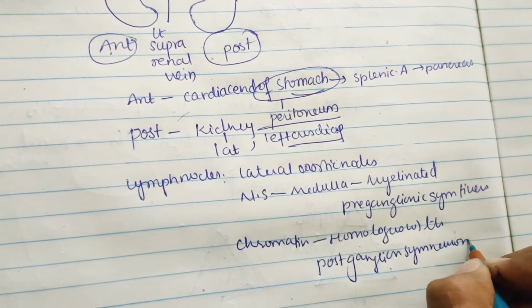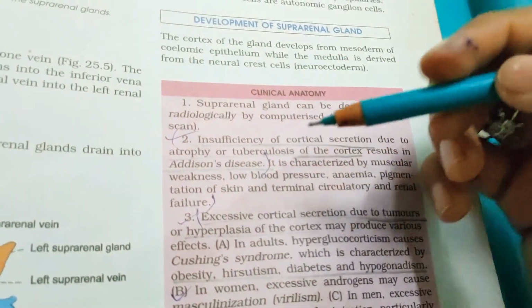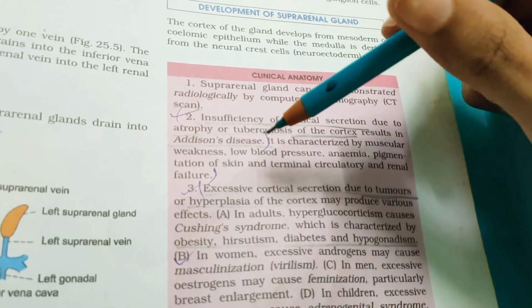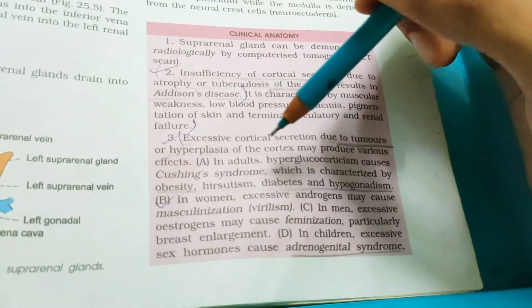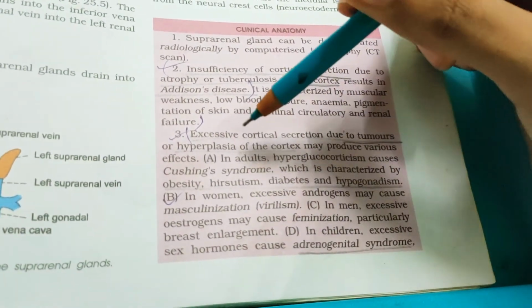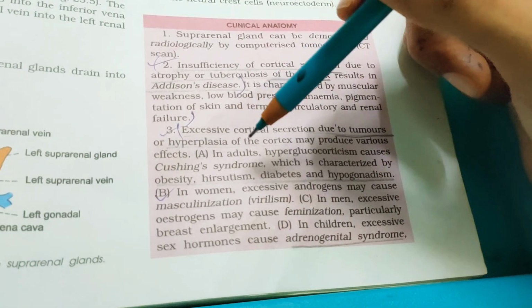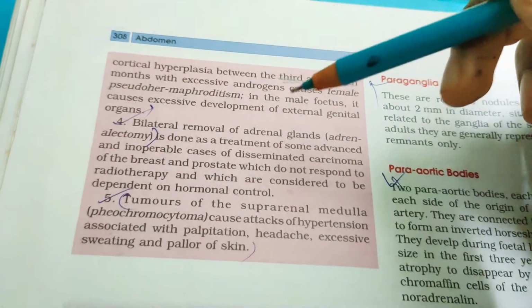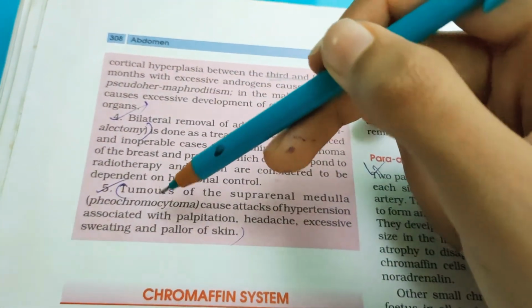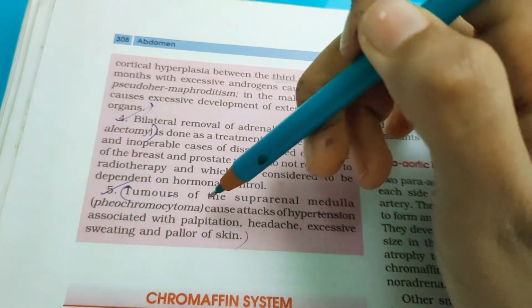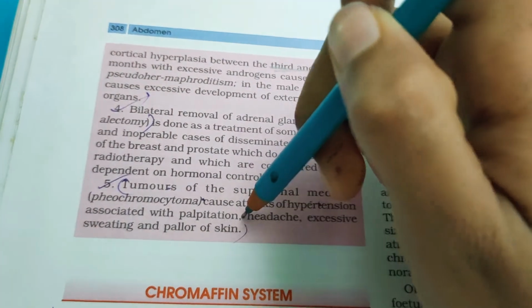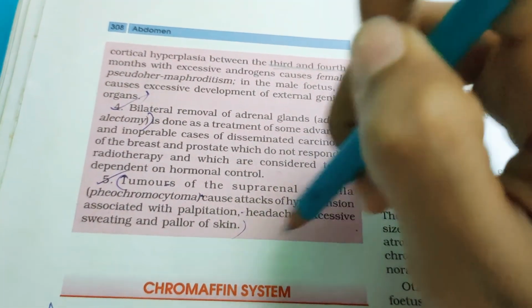Now coming to the clinical anatomy. You can see it here directly. The insufficiency of cortical secretion due to atrophy or tuberculosis of cortex results in Addison disease. And next, excessive cortical secretion due to tumors or hyperplasia of cortex produces various effects in children and adults. Bilateral removal of adrenal glands is called adrenalectomy, and the tumor of suprarenal medulla is called pheochromocytoma. It causes attacks of hypertension, which is associated with palpitation, headache, excessive sweating, and pallor of skin.